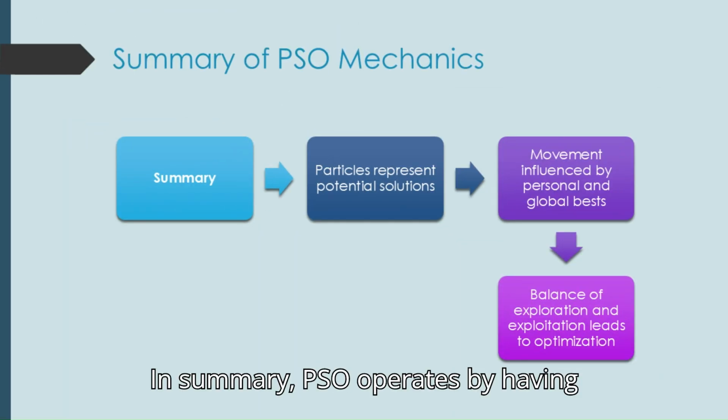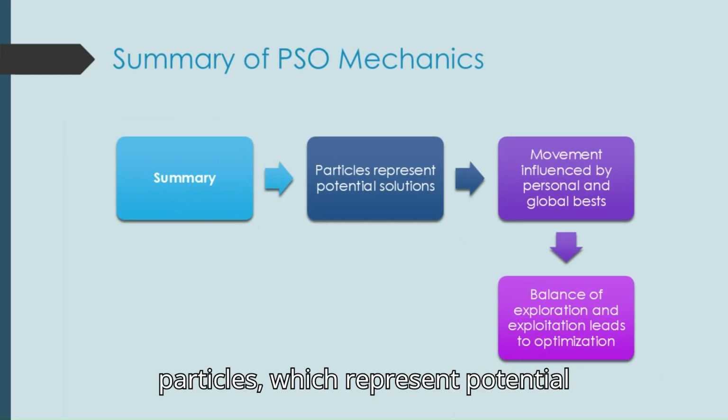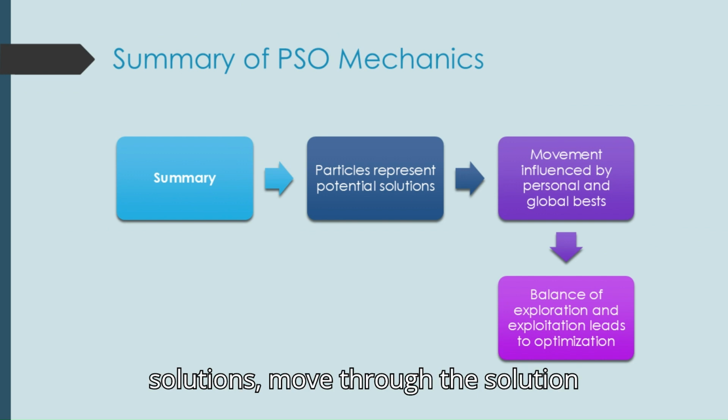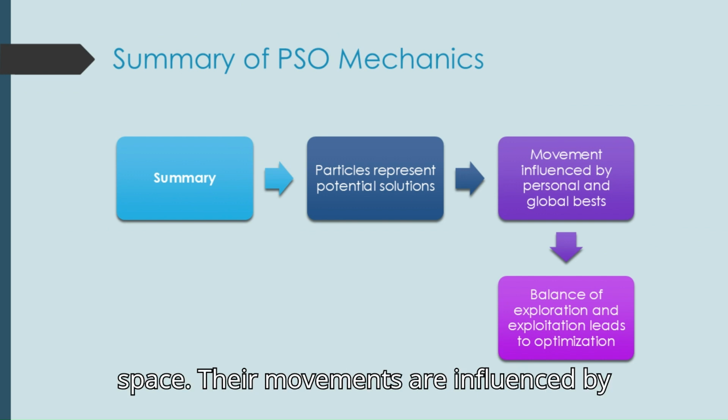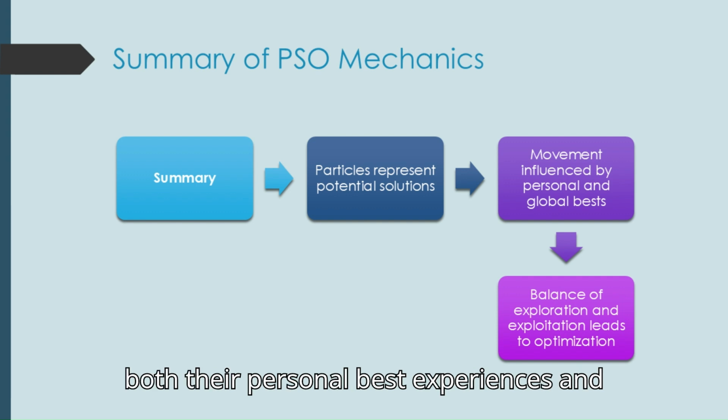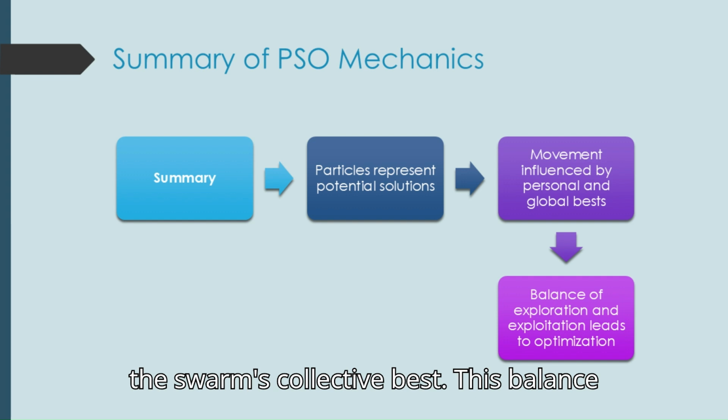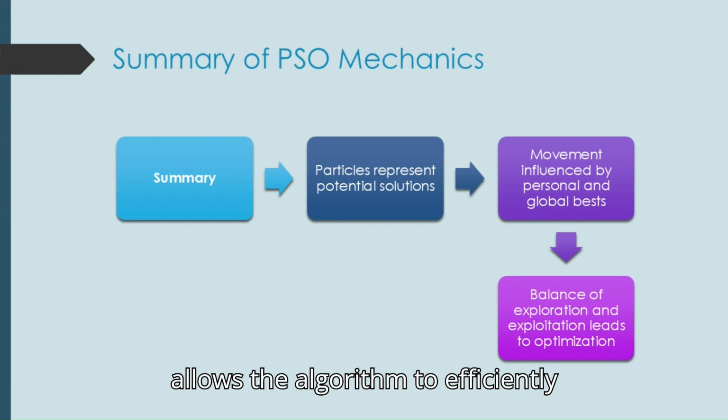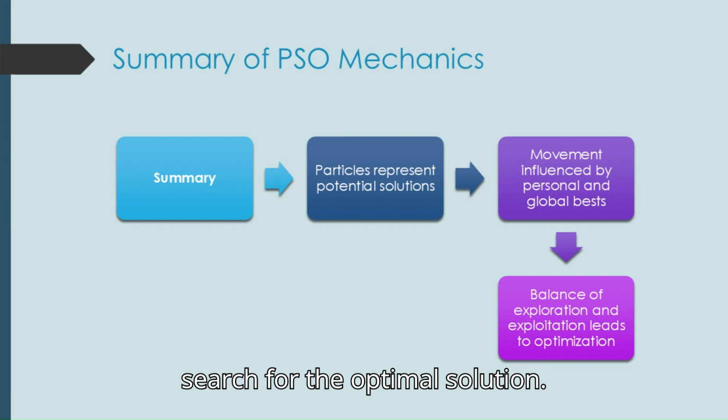In summary, PSO operates by having particles, which represent potential solutions, move through the solution space. Their movements are influenced by both their personal best experiences and the swarm's collective best. This balance allows the algorithm to efficiently search for the optimal solution.